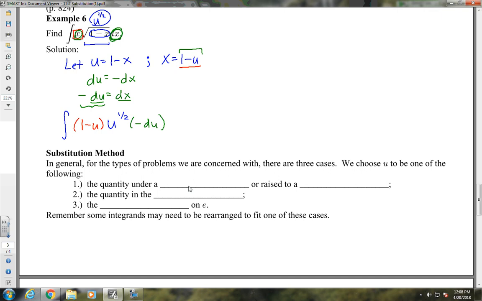Okay, so hopefully you followed every single detail. Each little part has to be rewritten in terms of u. So let's work on evaluating this integral. The first thing that I want to do is figure out what to do with this negative.